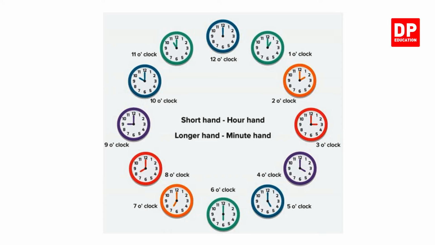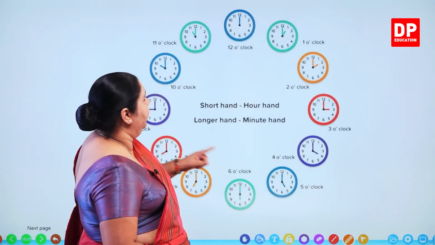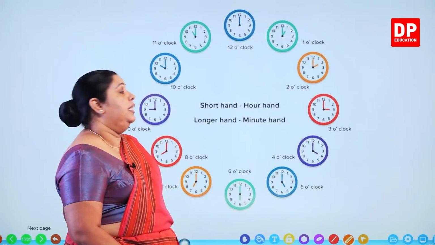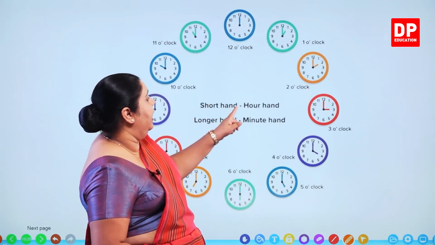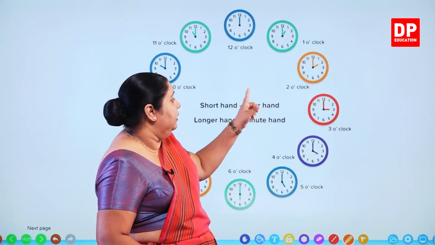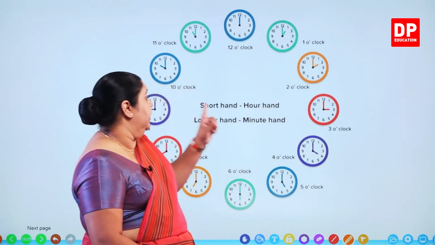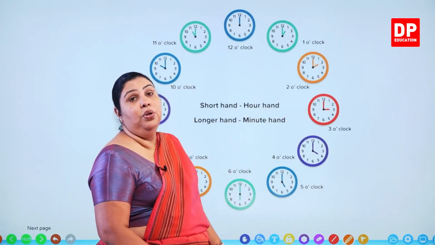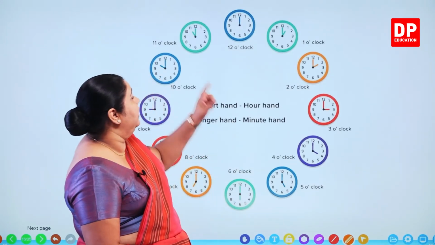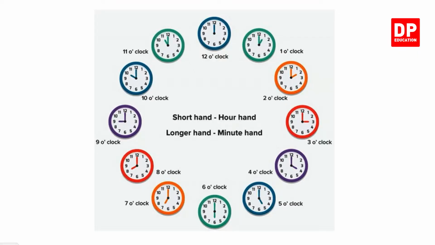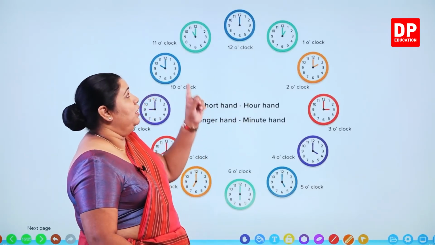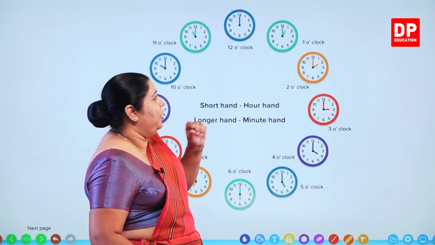Now we are going to read the time. Okay, let's take a look at the clocks over here and we are going to read the times. Shorthand will tell you the hour and the long hand will tell you the minutes. Right, now let's take a look at them. Right, now we are going to say the time going from number 1 and coming to number 12. Okay, so we are going to start.